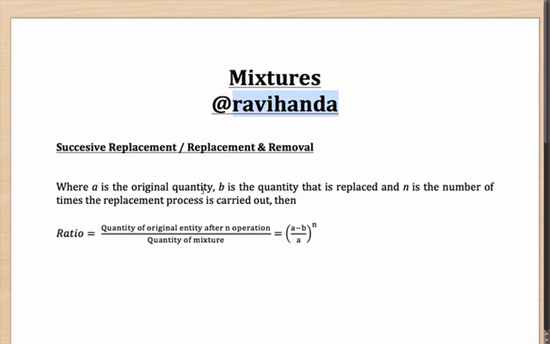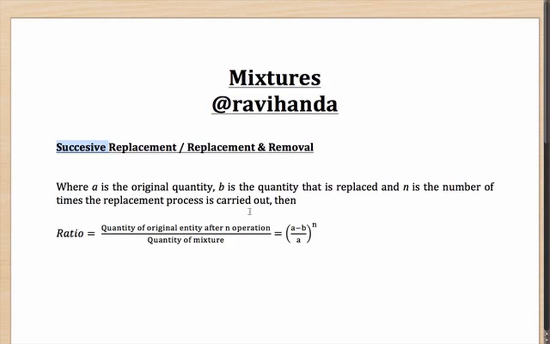Today we'll discuss the most common type of mixture problems, that is the problems with successive replacement, or you can say replacement and removal. This essentially happens when A is an original quantity, B is the quantity that is replaced, and N is the number of times that the replacement process is carried out.